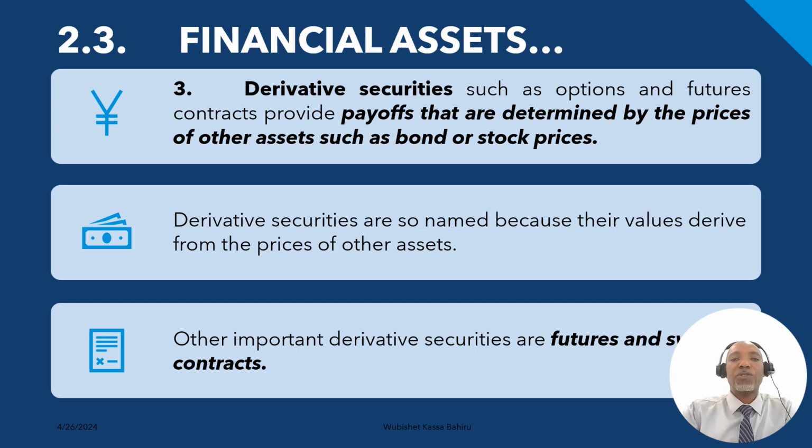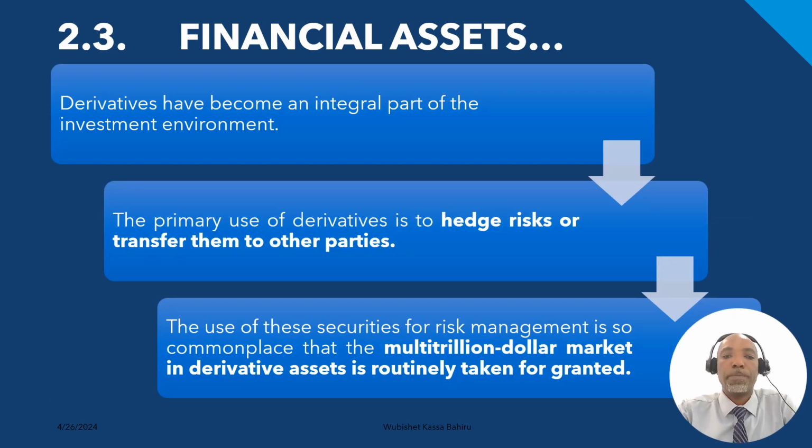The third kind of financial asset is a derivative security. Derivative securities, such as options and futures contracts, provide payoffs that are determined by the price of other assets, such as bond and stock prices. As a result, derivative securities are so named because their values are derived from the price of other securities. Other important derivative securities are futures and swap contracts.